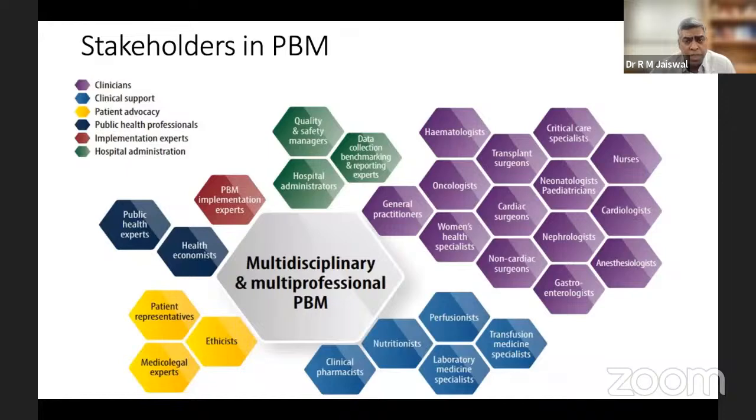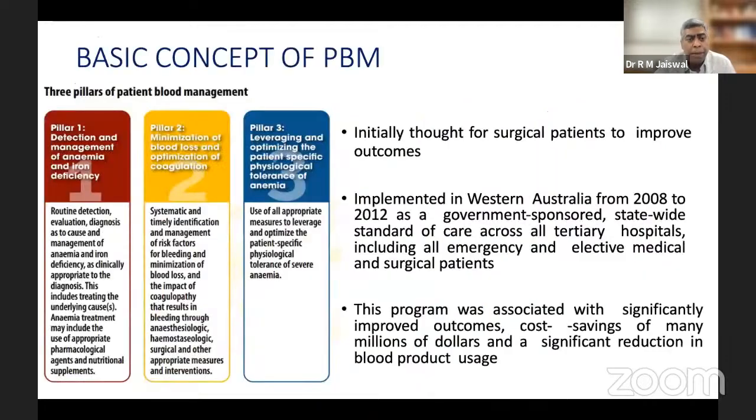There are various stakeholders in PBM. The first and most important stakeholders are the clinicians, then the clinical support team, hematologist, transplant surgeon, critical care specialist, oncologist. So most of the clinicians are an important part of patient blood management, then clinical pharmacist, nutritionist, patient representative, medical legal experts, public health experts, PBM implementation experts. These all have a very important role in the implementation of patient blood management. And this is a multidisciplinary and multi-professional unit.